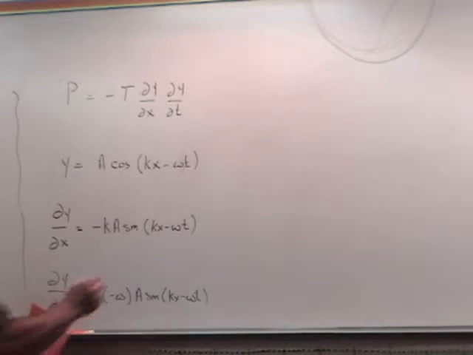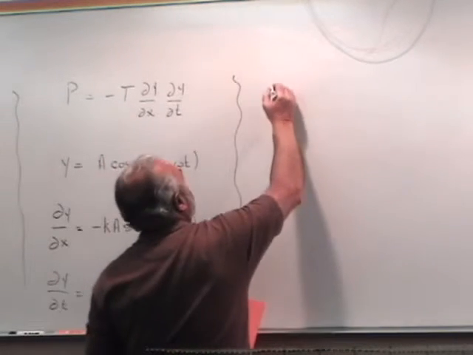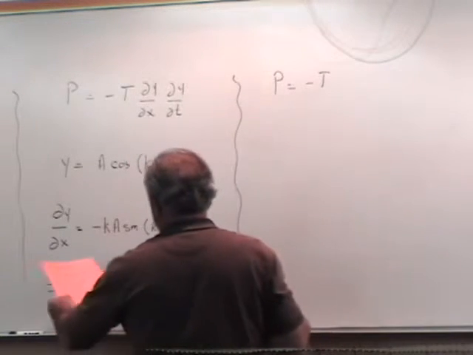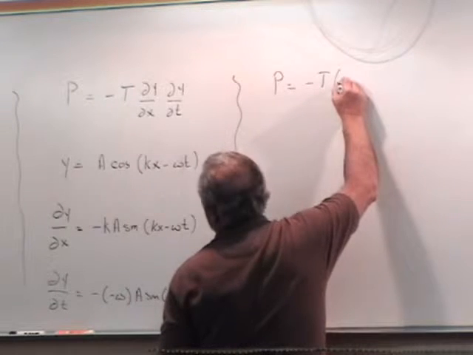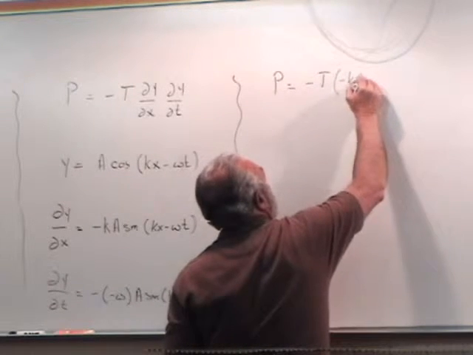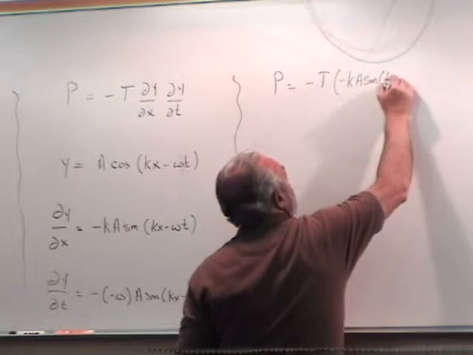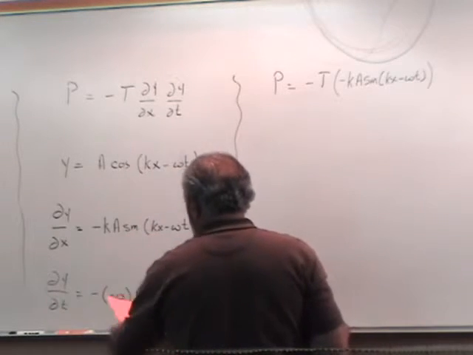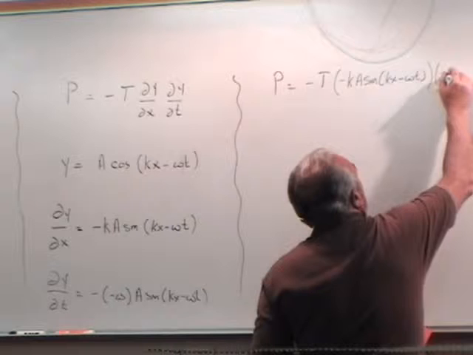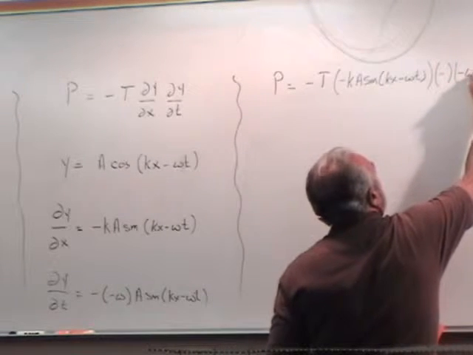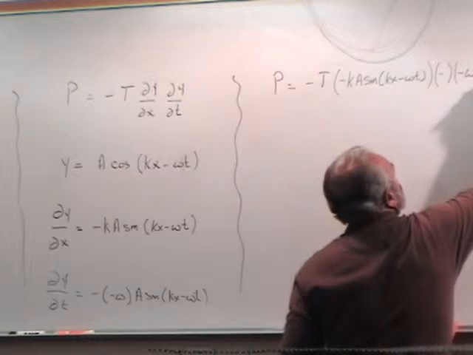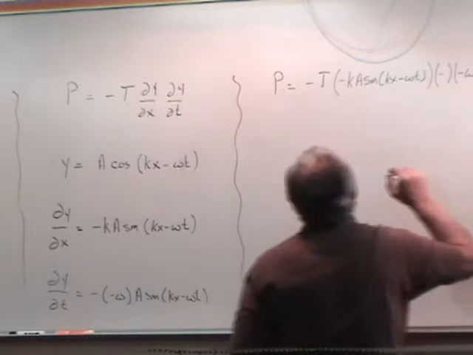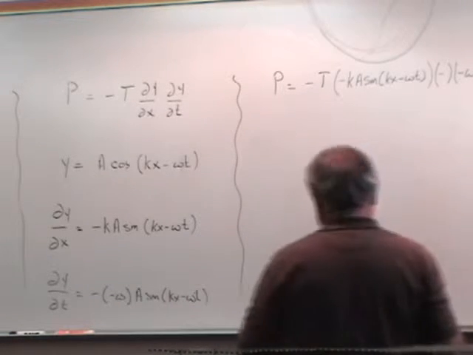So it's just wonderful because now power turns out to be a very simple relationship. Power is simply minus T times dy dx, which is the first one, minus k a sine kx minus omega t, times dy dt, which is the second one, which is minus times minus omega a sine of the same thing, kx minus omega t. And I've got to close one more parenthesis, don't I?